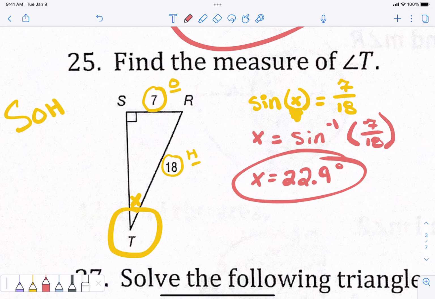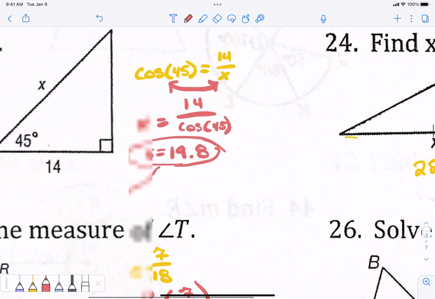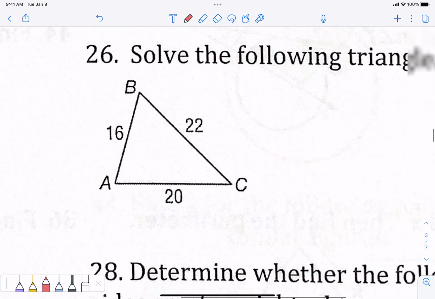Okay? All right, that's the only time you use inverse sine is when you're solving for an angle, when you don't know the angle. Like up here, we were solving for a side, so we did not use the inverse at all. We just flipped the equation around and solved. But here we do use the inverse, okay? That's 25. Moving on to 26.